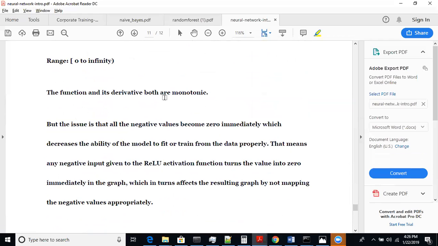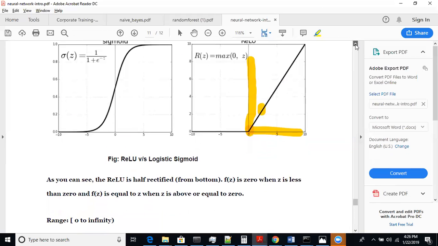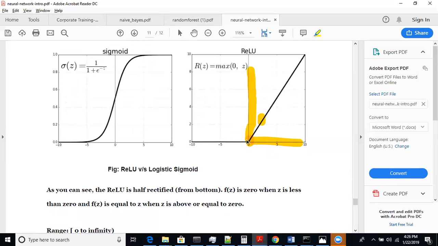The function and the derivative both are monotonic. So what is the range? It is 0 to infinity. So we have the ranges 0 to 1, minus 1 to 1, and 0 to infinity. This one is sigmoid, 0 to 1, and this is 0 to infinity. Okay, this one is 0 to infinity.